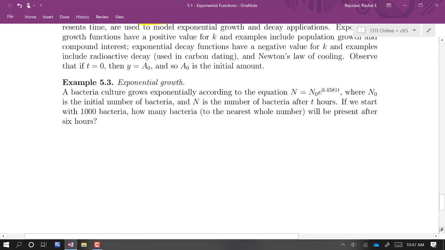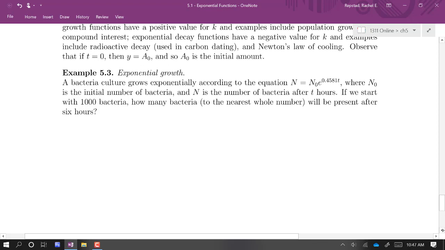Here's an exponential growth problem, and it says a bacteria culture grows exponentially according to the equation n equals n naught e to the 0.4581t, where n naught is the initial number of bacteria and n is the number of bacteria after t hours. So this is a function that spits out a value n. It spits out how many bacteria are present after t hours if you know the initial amount of bacteria you have, and you know what time you're looking at. So n naught is the initial number of bacteria. That just means the number of bacteria at time equals 0.